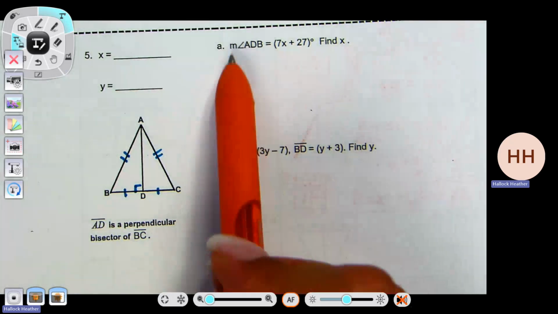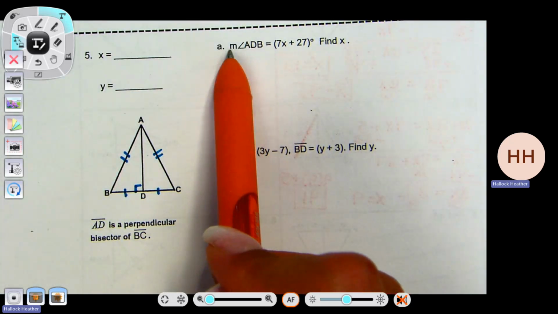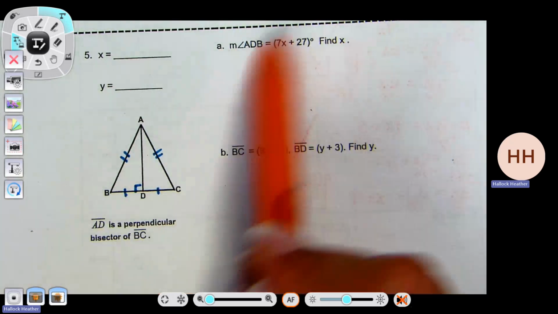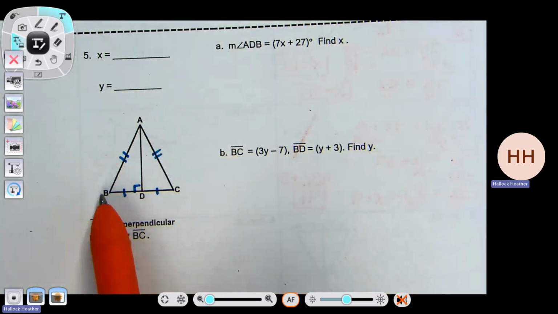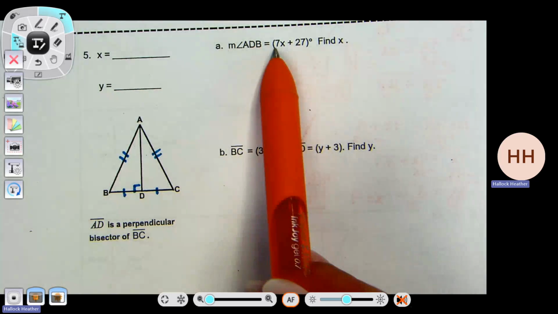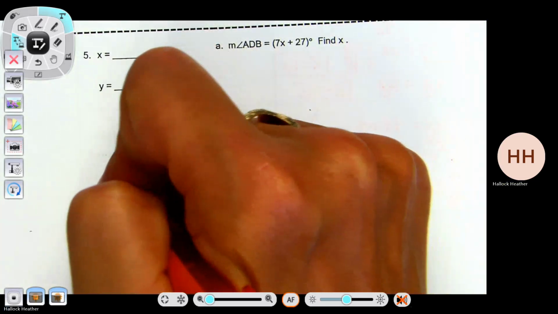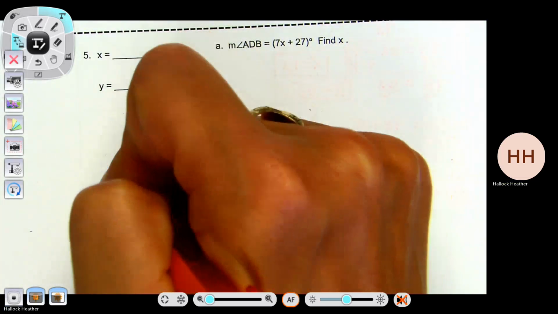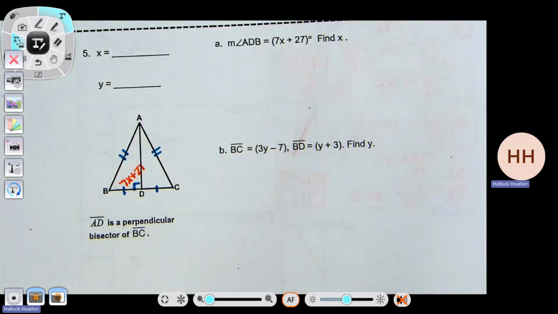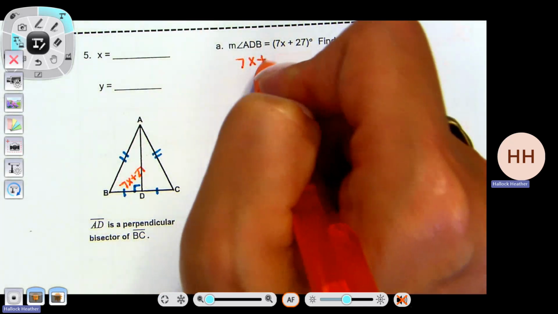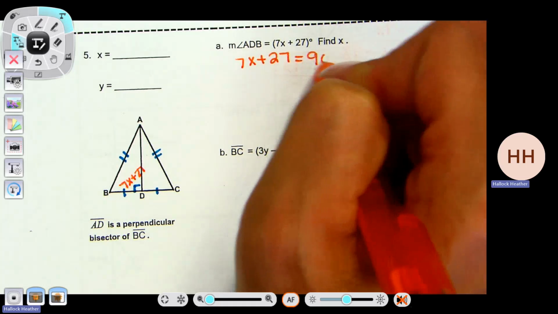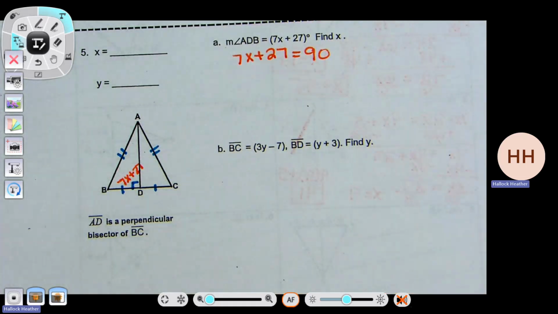So it tells me the measure of angle, because people freak out and they're like, there's no M. Okay, so it's the measure of angle ADB. So we're talking about inside the triangle. So A to D to B is 7x plus 27. I have to find x. So what do you do? You set it equal to 90 because it's a right angle. So you're doing 7x plus 27 equals 90. That's easy peasy. It's a 2-step equation.